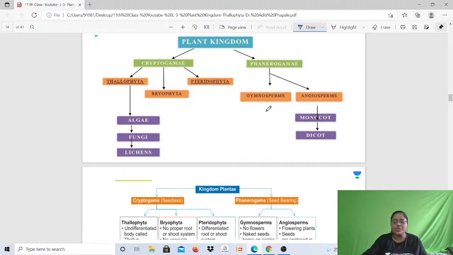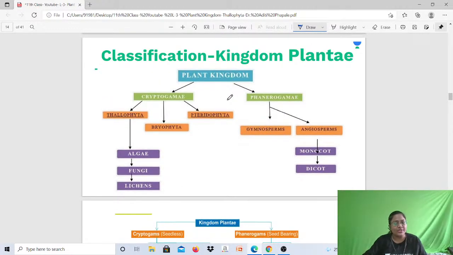Yes, now there are two charts which are very important. So all of you, please pay attention here. Classification, kingdom Plantae. Plant kingdom, first of all, plants are divided into two groups. Cryptogamae, that is cryptogams, and phanerogamae, which means phanerogams. It's the same thing. Now, cryptogams are further grouped into three divisions. First is Thallophyta, second is Bryophyta, and third is Pteridophyta. I repeat, first is Thallophyta, second is Bryophyta, and third is Pteridophyta.